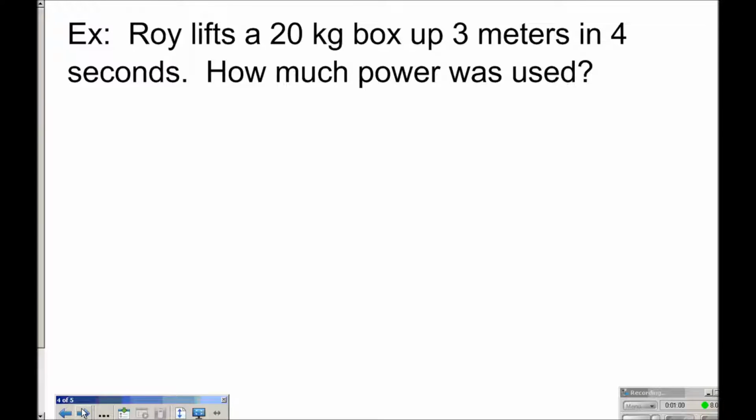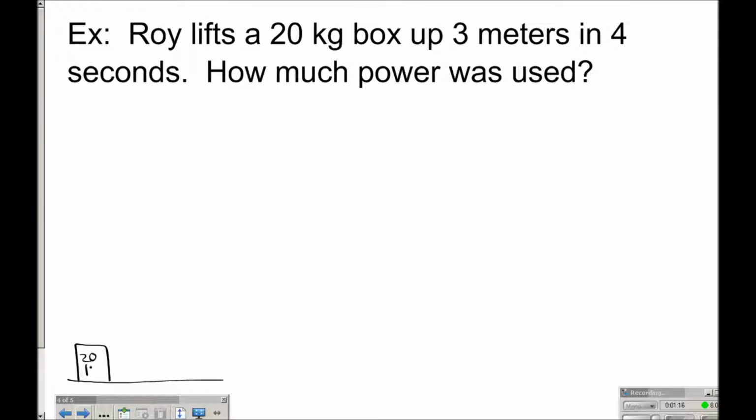Roy is going to lift a 20 kilogram box up 3 meters in 4 seconds, and we need to figure out how much power was used. Okay? So the first thing we're going to do is get a good appreciation of what's happening. So as usual, I like to make a drawing. So here we go. Little box.